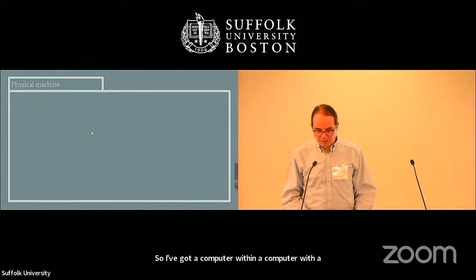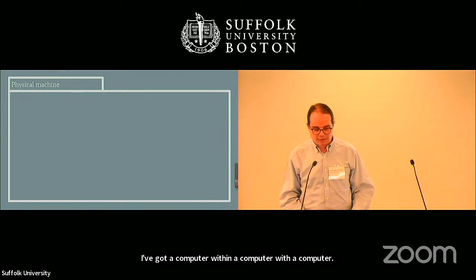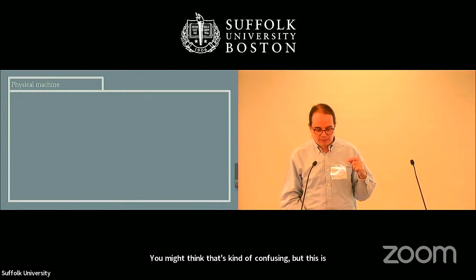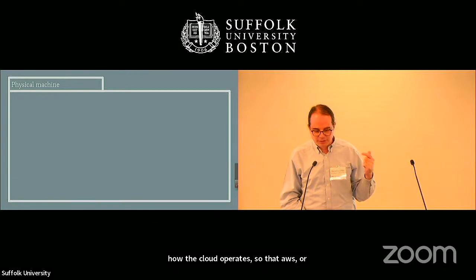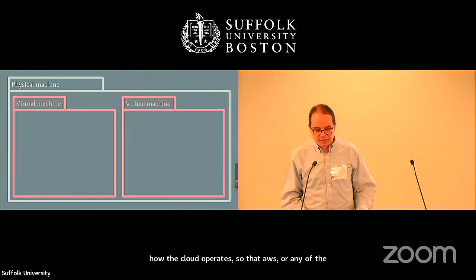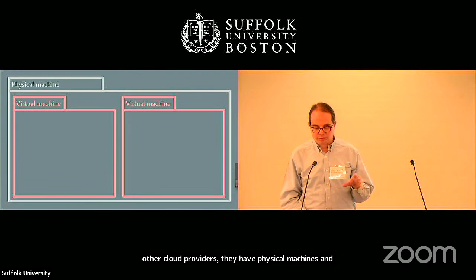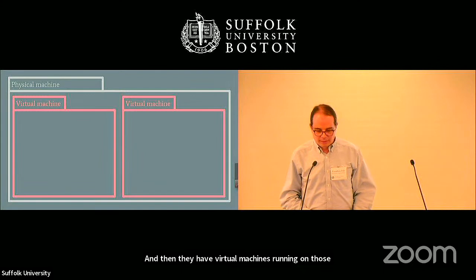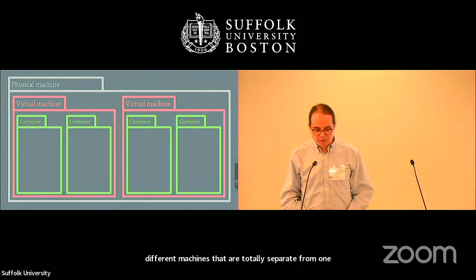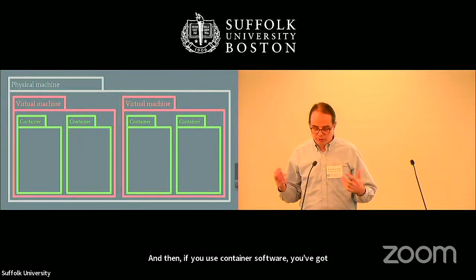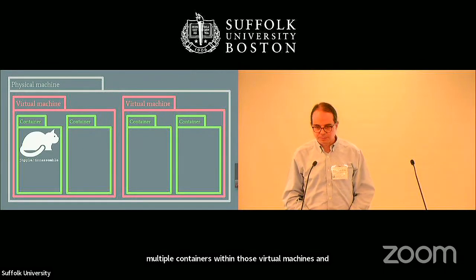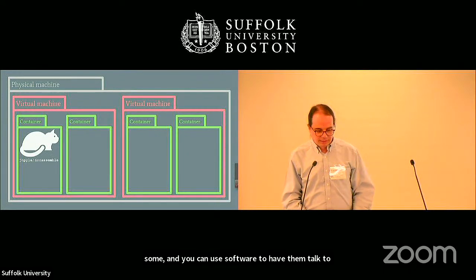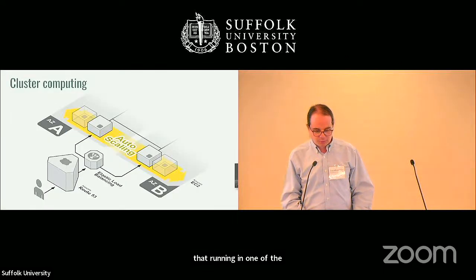You might think that's kind of confusing, but this is how the cloud operates. So AWS or any of the other cloud providers, they have physical machines in their data centers, and then they have virtual machines running on those different machines that are totally separate from one another. And then if you use container software, you've got multiple containers within those virtual machines, and you can use software to have them talk to each other. And if you're running Docassemble, you have that running in one of the containers that the virtual machine can operate.